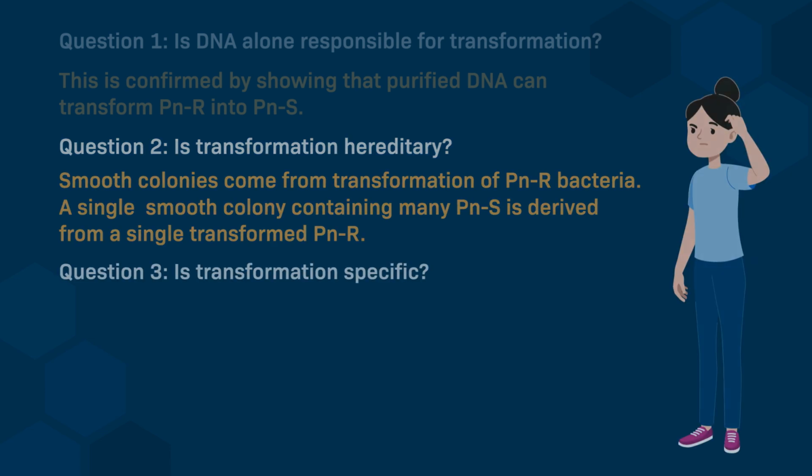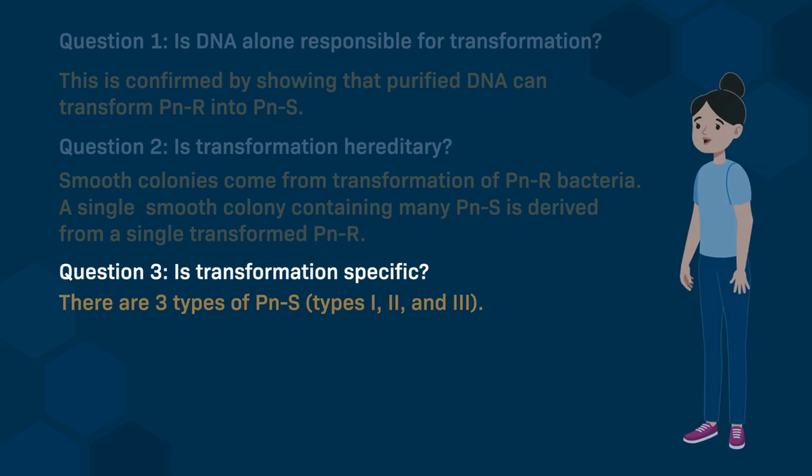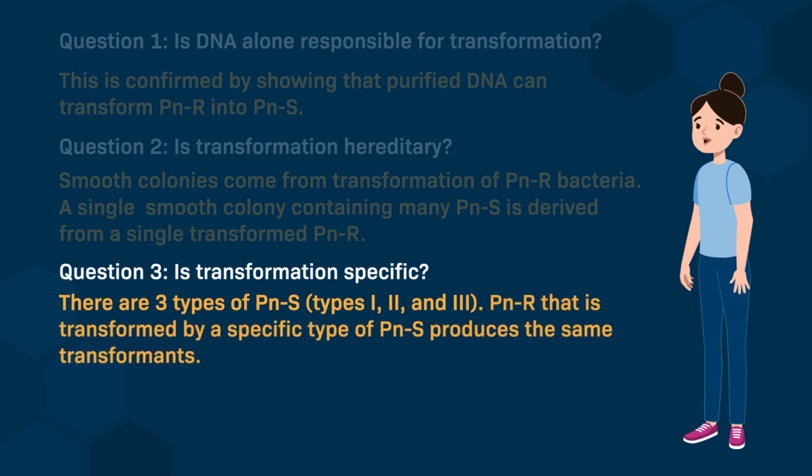The third question examined whether the transformation is specific. There are 3 types of pathogenic pneumococcus, types 1, 2, and 3, and PNR can be transformed by the DNA of a specific type. For example, type 1 DNA produces type 1 pneumococcus. This indicates that the transformation is indeed specific.